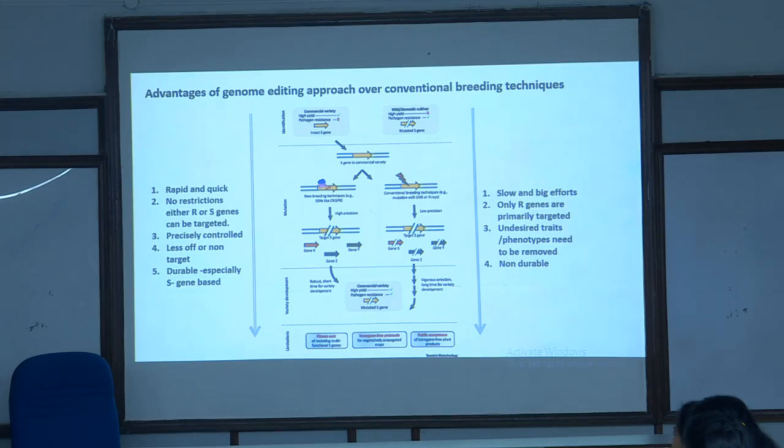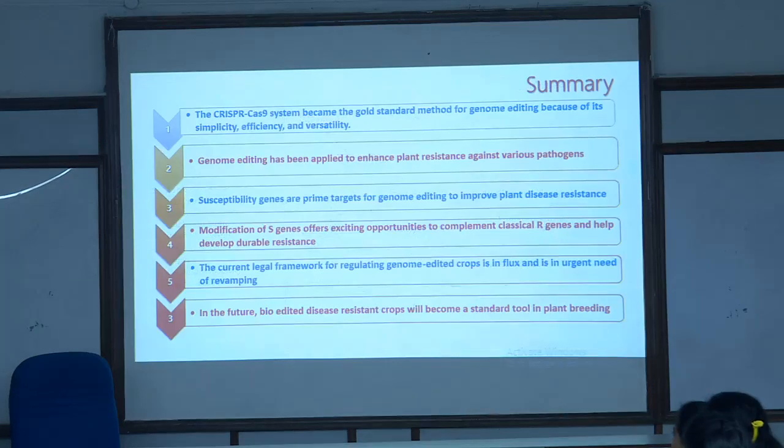The precision, and also no off-target, is ensured here. Durability is also there in the case of S gene-based resistance. So I think that's the last one. I think the summary is written here.